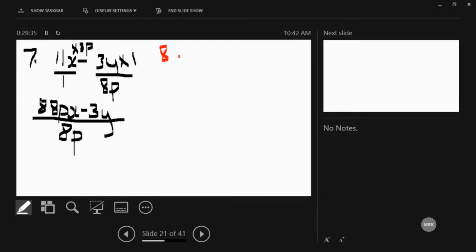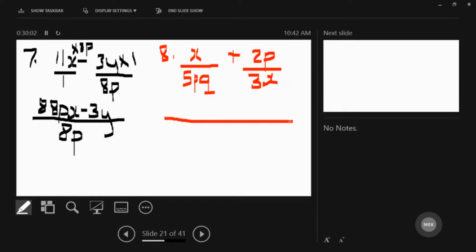So number 8, we have x over 5pq plus 2p over 3x. So for number 8, what will be the LCM? What's the LCM for number 8? We have x over 5pq, and we're adding 2p over 3x. So I want you to tell me, what is the LCM? What are we going to put under the line?